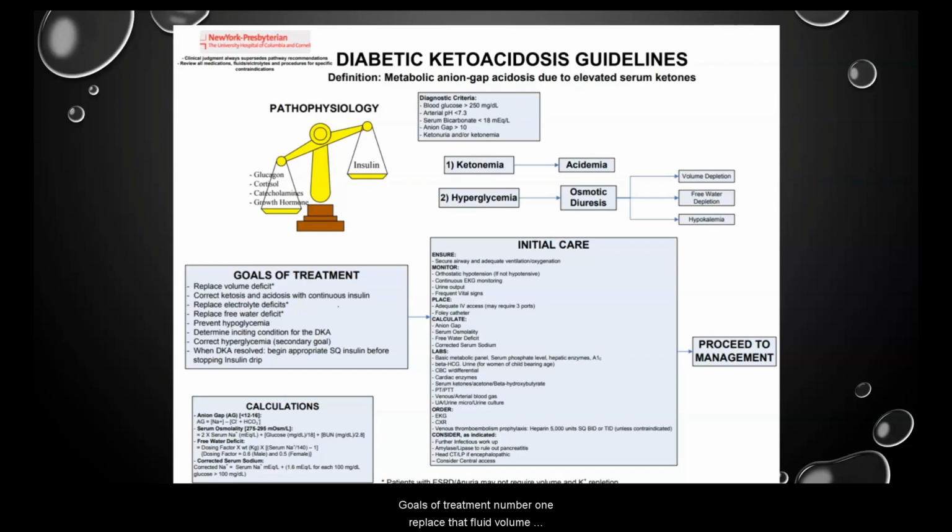Goals of treatment. Number 1, replace that fluid volume. Number 2, get the insulin going. If the only thing you were able to do right off the bat is give insulin, that is the only thing that is going to correct the metabolic acidosis. We can give them tons and tons of fluids, but if we only gave them fluid, they would still be in metabolic acidosis. We can give them sodium bicarbonate. That is going to help the metabolic acidosis, but it's not going to correct the reason why they are in metabolic acidosis. We have to give them the insulin.